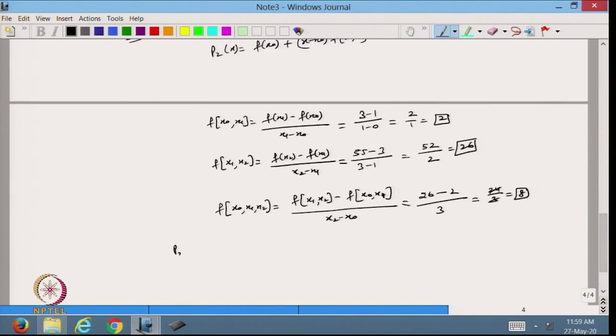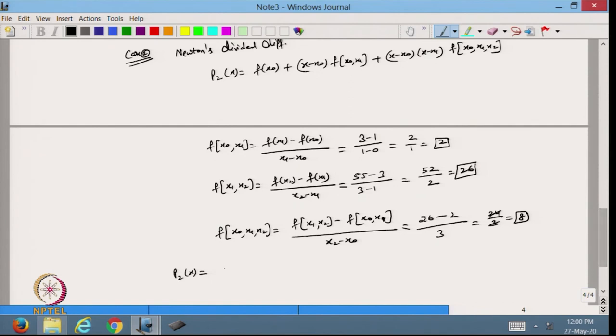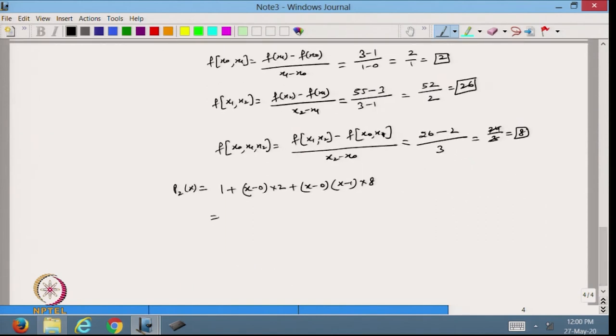Now from here my p2(x) becomes, f(x0) is given to me, that is already a value, that is 1. So I can write it as 1 plus (x minus x0), so it is 0, into the expression that is 2, plus (x minus x0), that is 0, (x minus x1), is 1, and this is the expression into 8. So from here I can write that this is 1 plus 2x plus, from here I can write this is x square minus x into 8. So this one I can write. Now it is 1 plus 2x plus 8x square minus 8x. So that gives me 8x square minus 6x plus 1.